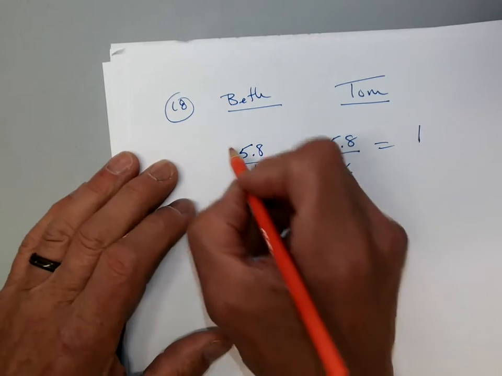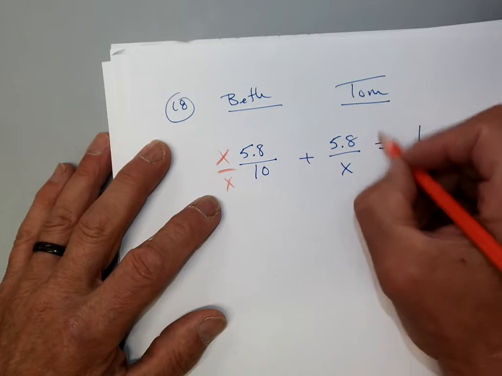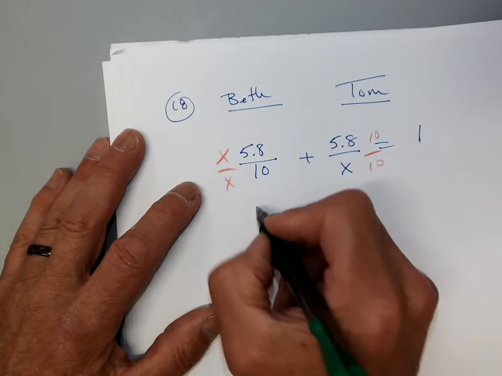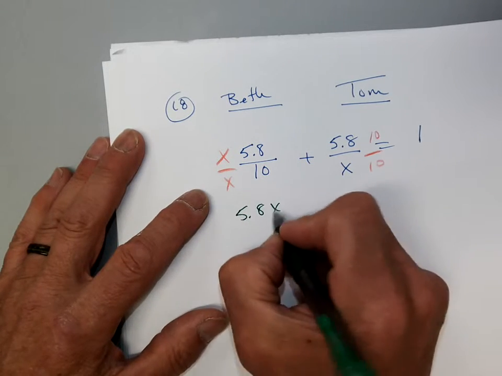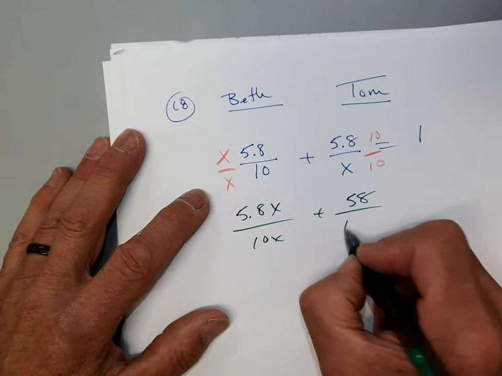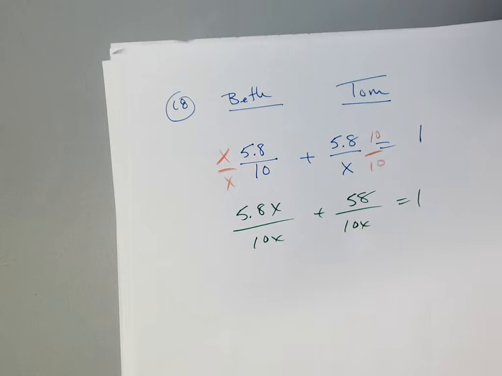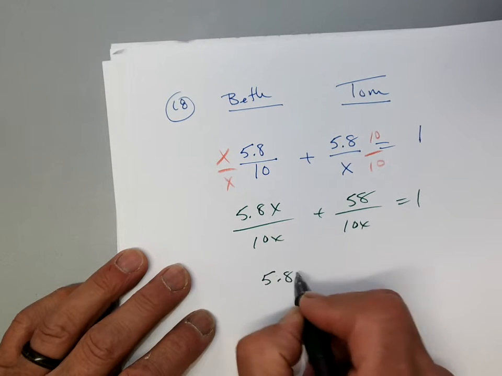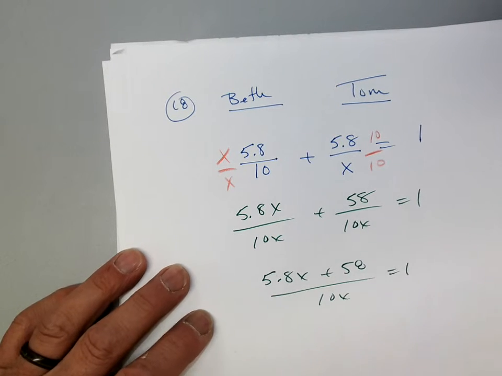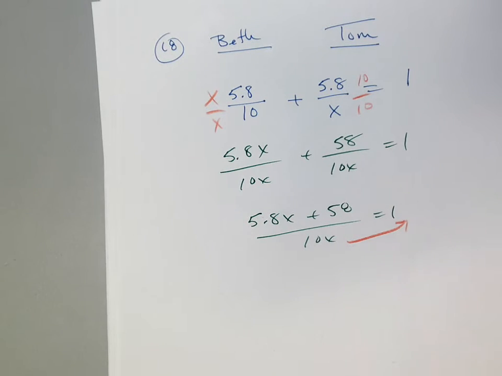Common denominator, x over x, 10 over 10. 5.8 over x plus 5.8 over 10 equals 1. I'll have 5.8x plus 58 over 10x equals 1. I'll keep solving. I'll multiply up by 10x.